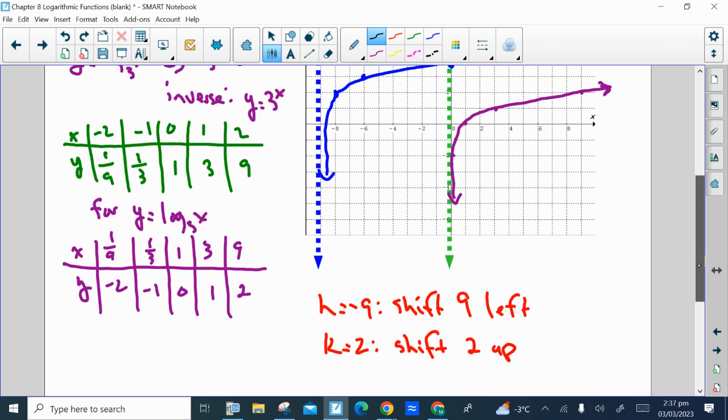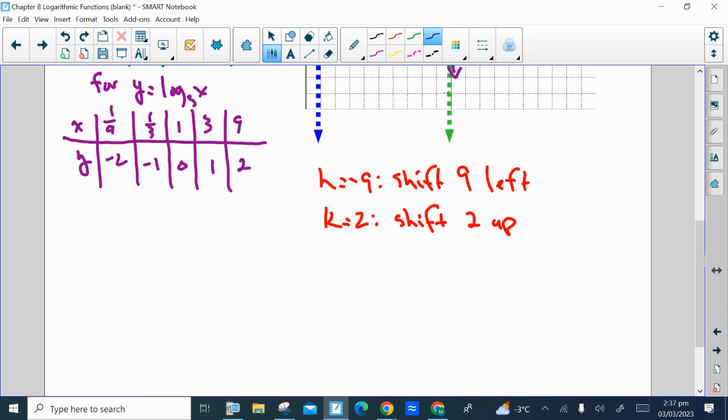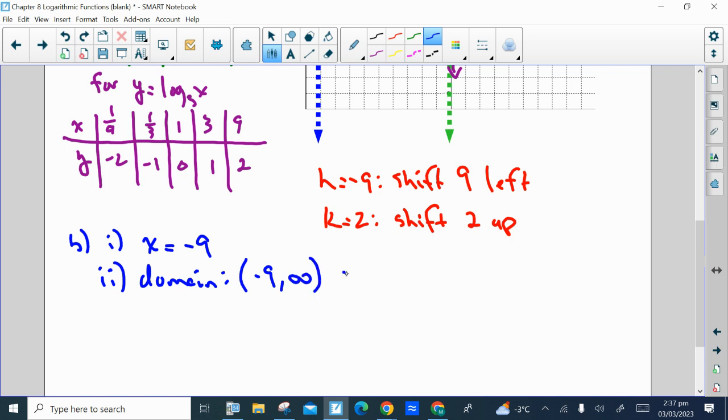So the asymptote is now at x equals -9. So for part B, 1, a new asymptote, remember it's an equation, so it's got to have a variable and an equal sign. The second part asks for the domain and the range. So our domain will go from -9, which is not included, up to +infinity, which is also never included. Our range will go from -infinity to +infinity, right? The graph goes up and down forever.